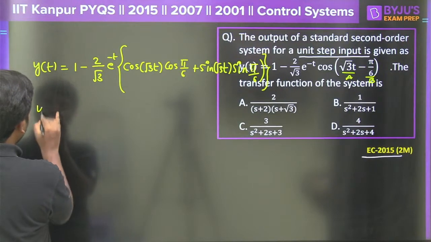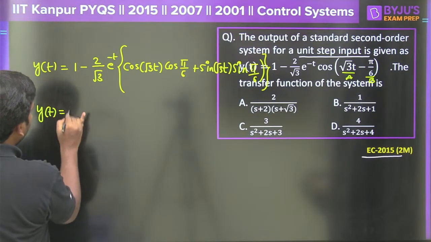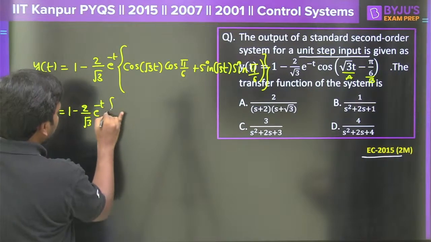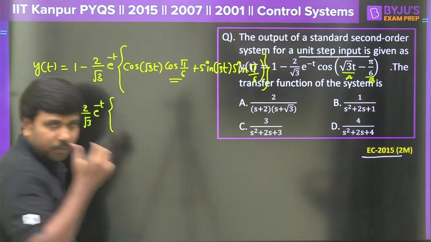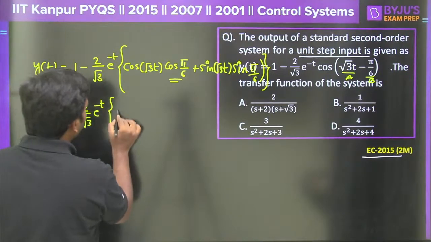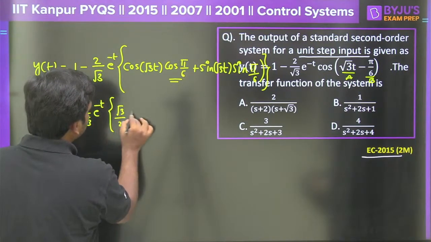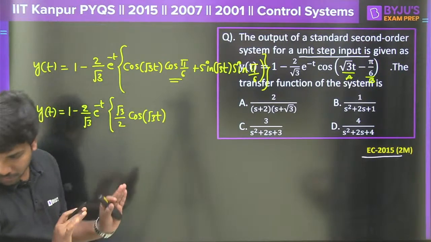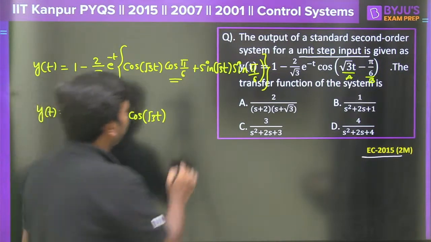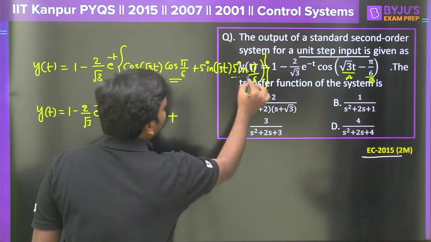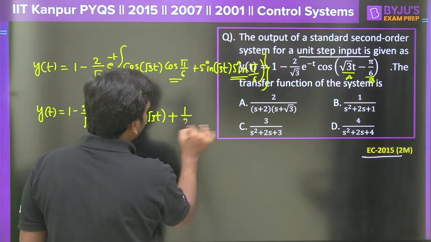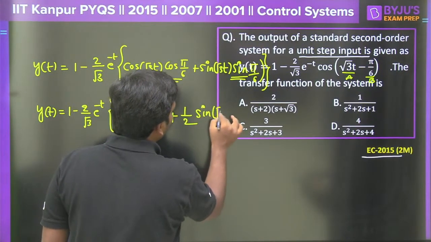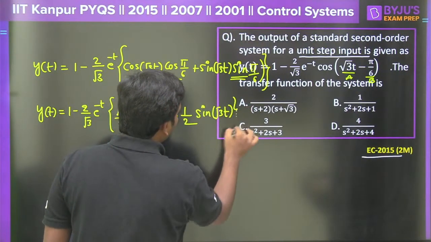Moving ahead, the same y of t can be rewritten as 1 minus 2 by root 3 into e power minus t. What is cos of pi by 6? It is root 3 by 2, of course with cos of root 3 t here. Correct? Anyone, can you get the answer now fast, guys? Plus sin of pi by 6, what is that? That is 1 by 2, easy. Along with that we have sin of root 3 t here, correct? So this is what we have.